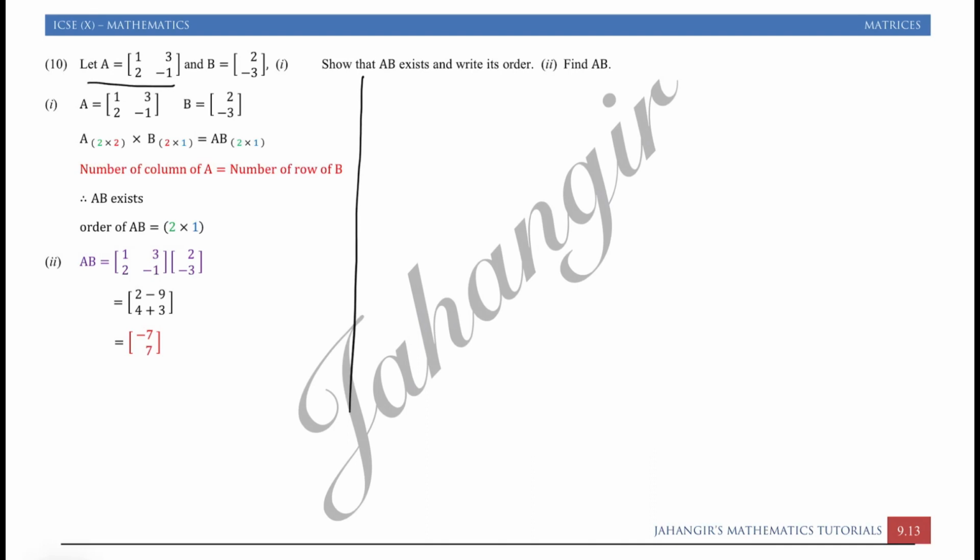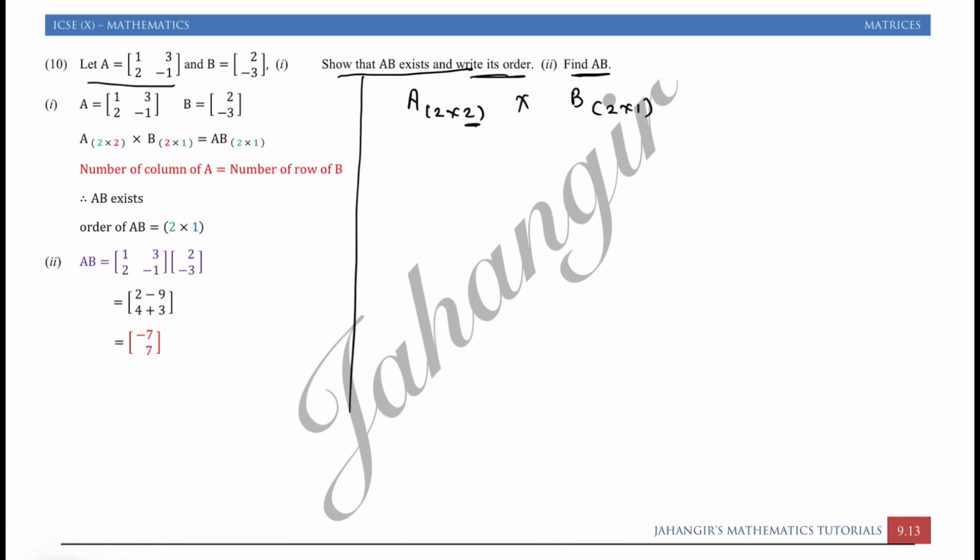Let A is equal to 1 2 3 minus 1 and B is equal to 2 minus 3. First you have to show AB exists and write its order. Then you have to find AB. So first we will write order of A. A is 2 by 2. Order of B is 2 rows and 1 column. So order is 2 by 1.